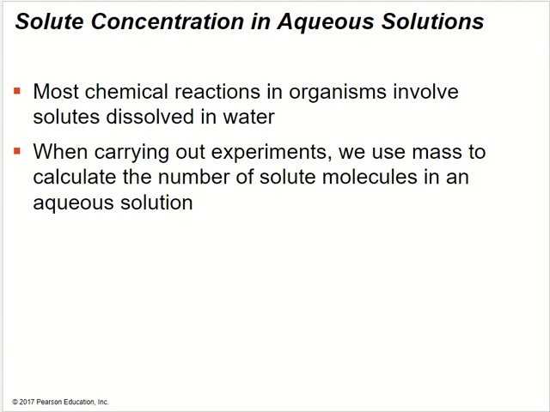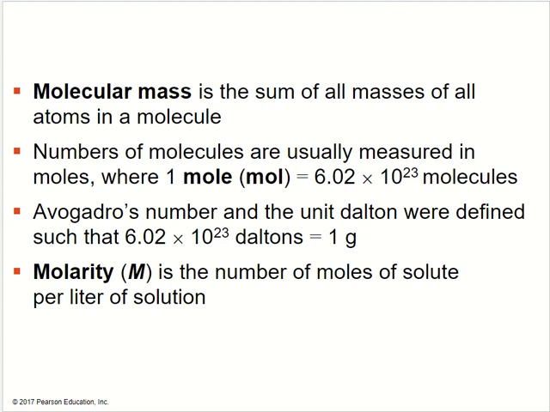Most chemical reactions in organisms involve solutes dissolved in water, so most chemical reactions occur in solution. When carrying out experiments, we use mass to calculate the number of solute molecules in an aqueous solution. Molecular mass is the sum of all the masses of all atoms in a molecule. Numbers of molecules are usually measured in the unit mole.